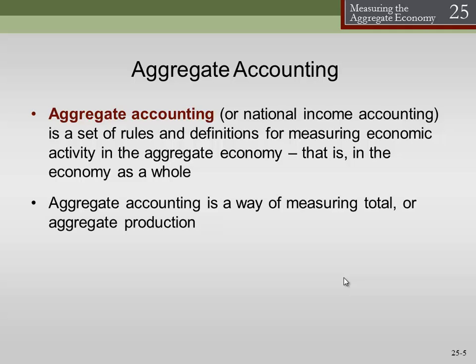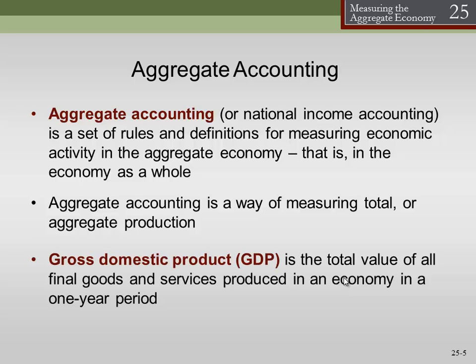Aggregate accounting is a way of measuring total or aggregate production. But we have to be careful because, well, let's say we produce 50 iPads, 40 laptops, and 10 rolls of toilet paper. Well, 50 plus 40 plus 10 equals 100, right? Well, but toilet paper is not worth the same as a laptop, and a laptop's not worth the same as an iPad. We have to have some way to, well, literally compare apples and oranges.